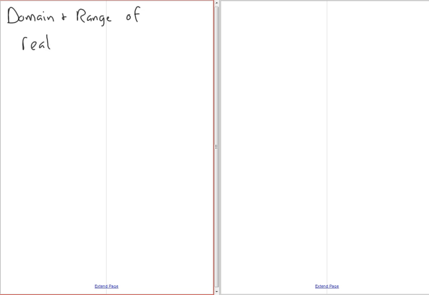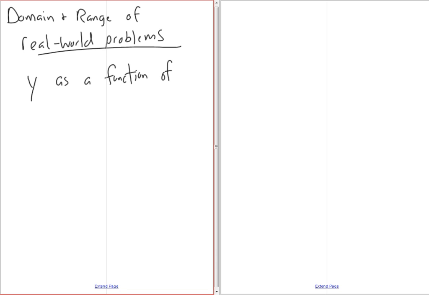And then, as you saw a few minutes ago, you're going to have to deal with the domain and the range of real-world problems. So we'll just continue this car salesman example. Anytime you have y as a function of x, well, in this case you would say p as a function of c. P depends on c.